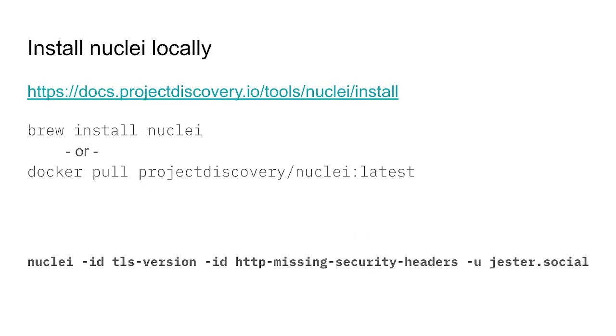That's the exercise, if you wanted to spend time. Basically you can check the Nuclei install, you can brew install it, or you can use their Docker container locally. And then if you want to run it, you specify -id for the templates you want to run, and then at the end -u is your target. And in this case, it was Jester.social. So that's to run it locally.